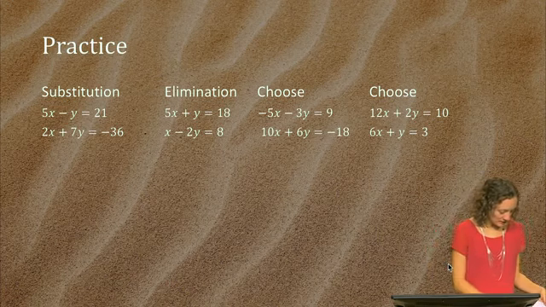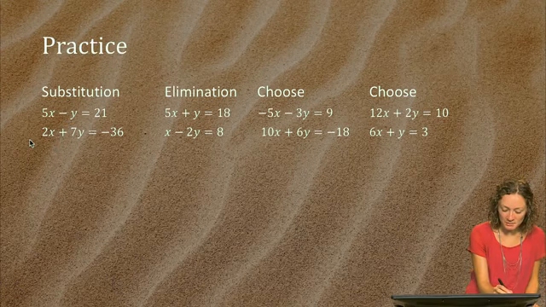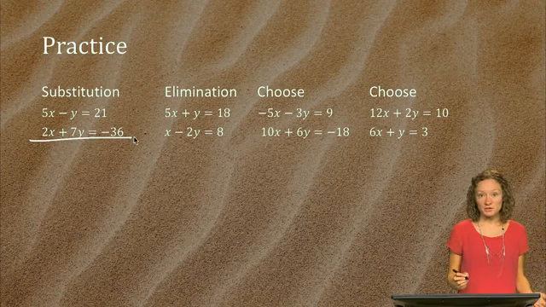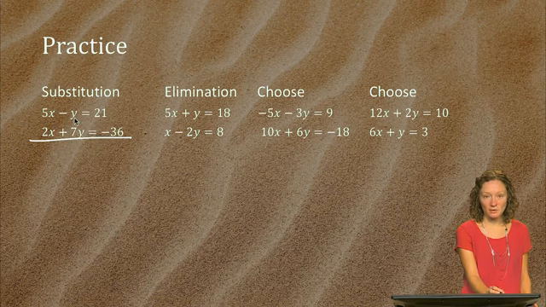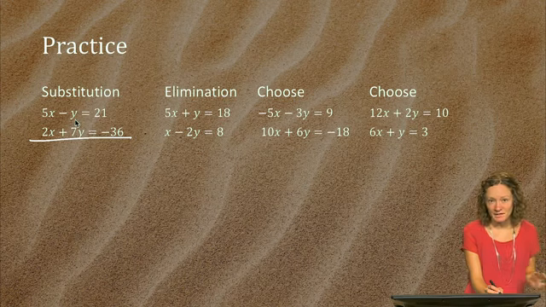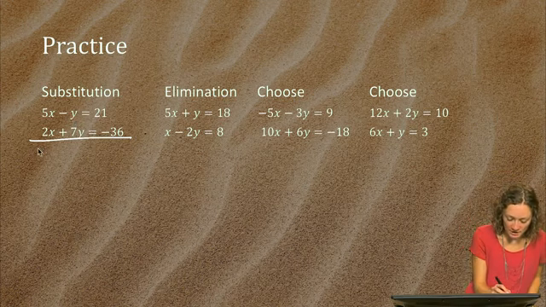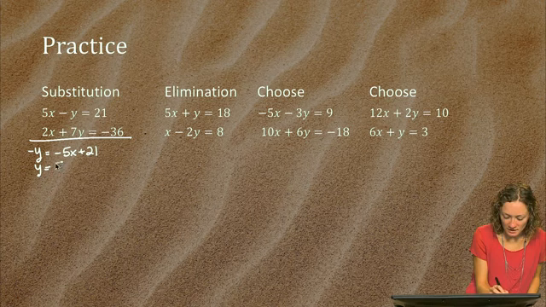Okay, so let's see what we can do on each of these. The first one, we're using substitution. So choose which variable you want to solve for. In this case, the easiest one to solve for is definitely going to be this y, because there's dividing, but it's dividing by just a negative. So we would first subtract 5x. We have negative y equals negative 5x plus 21. Divide by a negative, which gives us 5x minus 21.